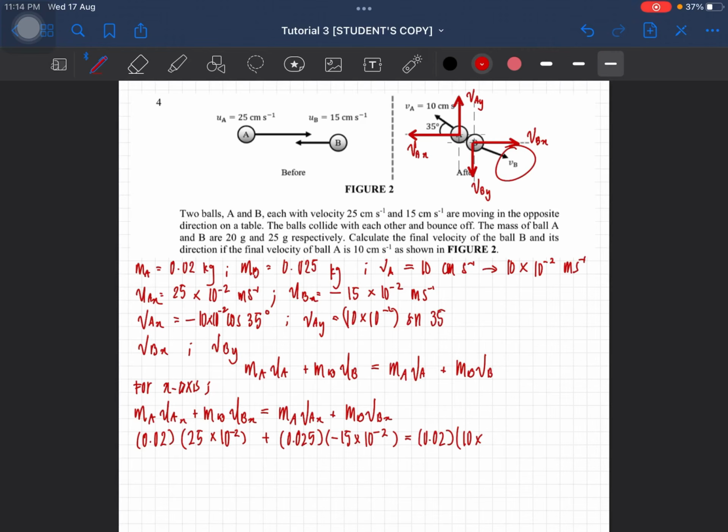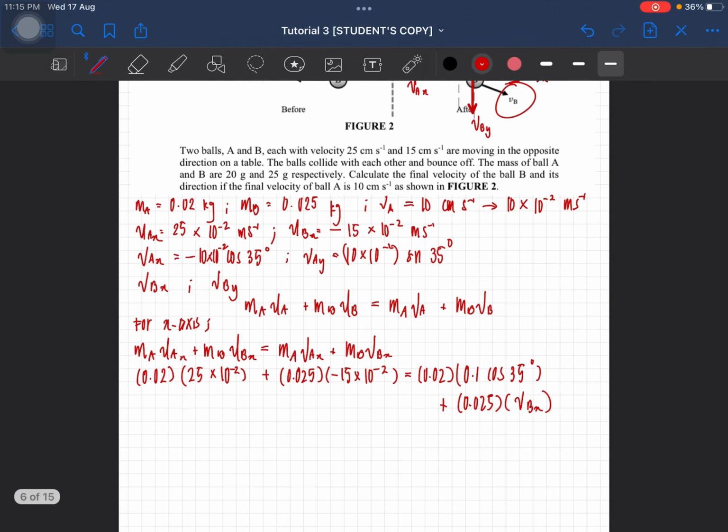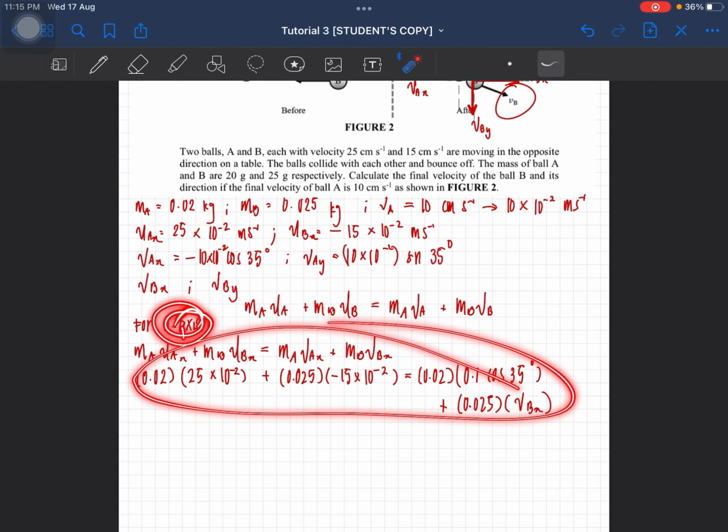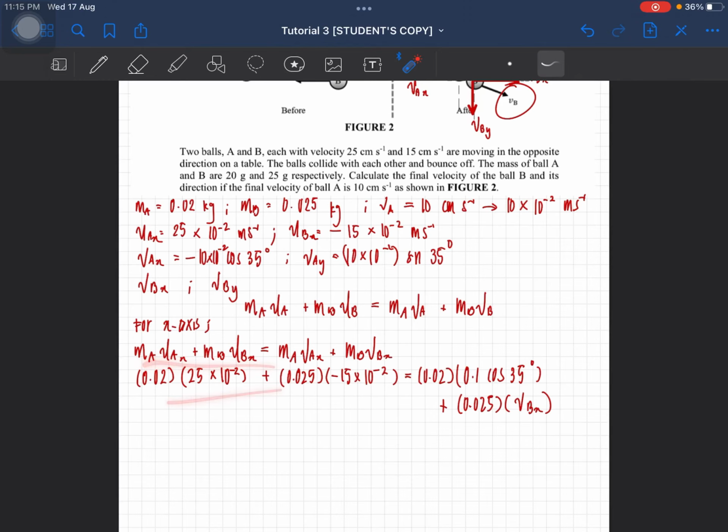Or you can just write it as 0.1. So it is 0.1 cos 35 degree plus 0.025 times VBX, which is the final velocity at the x component. We can find the velocity at the x component using the information for ball A in the x component. So you will get VBX equal to positive 0.116 meter per second.